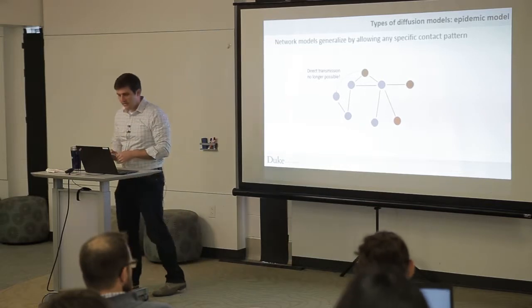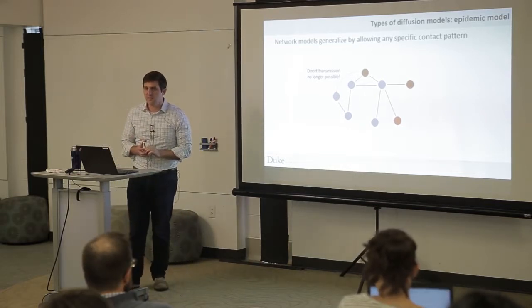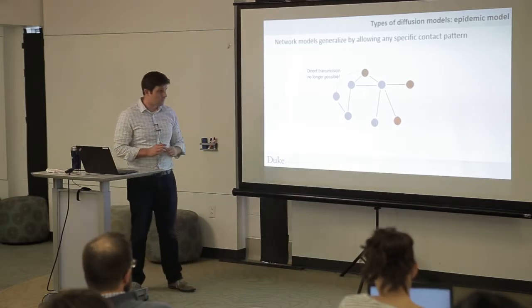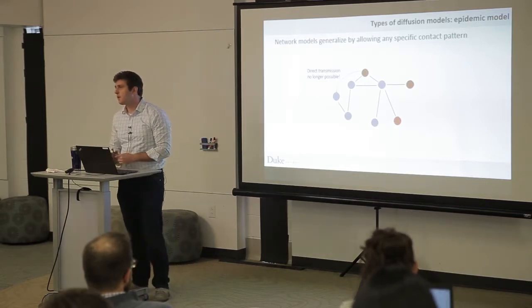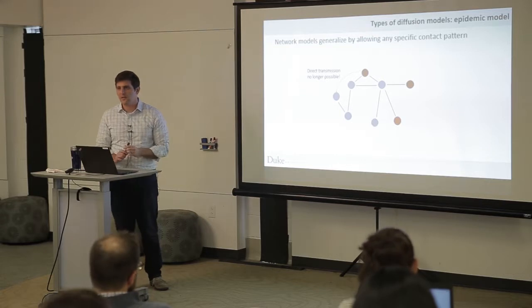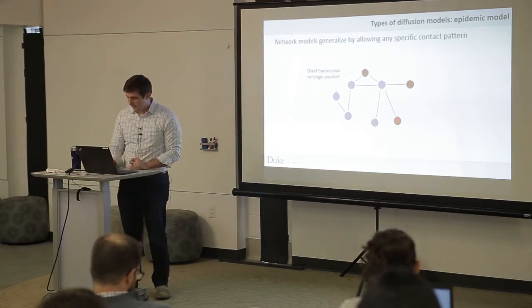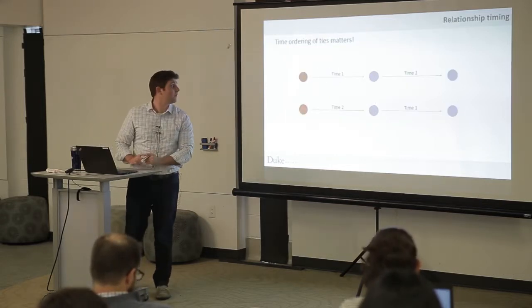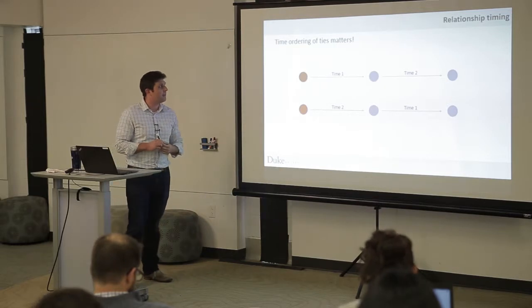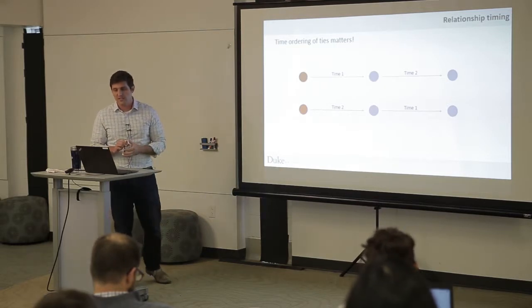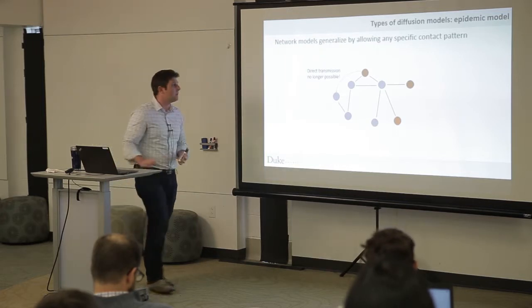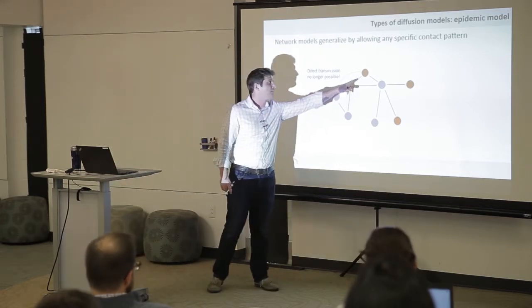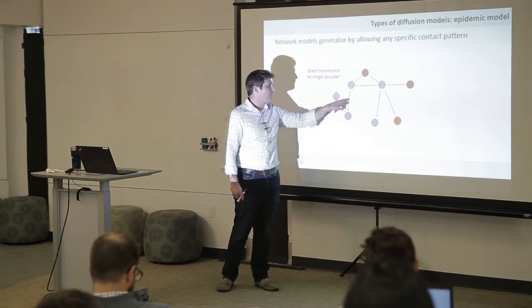And that can actually lead to a fairly different set of outcomes. And in particular, one of the main areas that we've been looking at for that is the time ordering of the ties. So for example, if this is random mixing, it doesn't really matter if this tie happened first or this tie didn't happen.